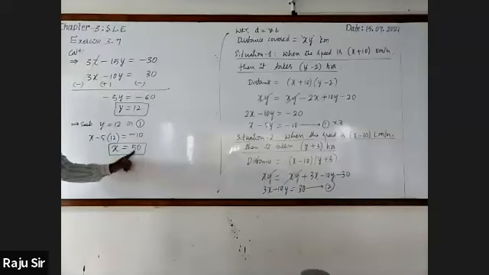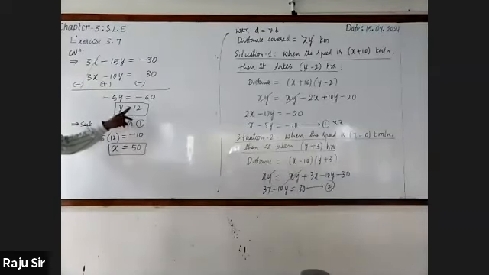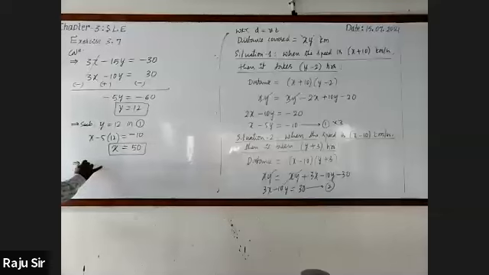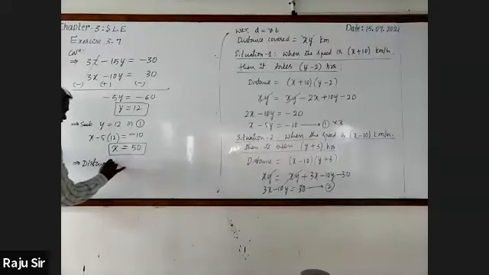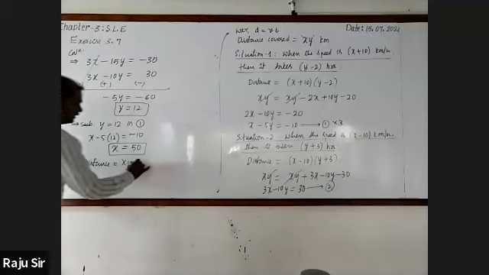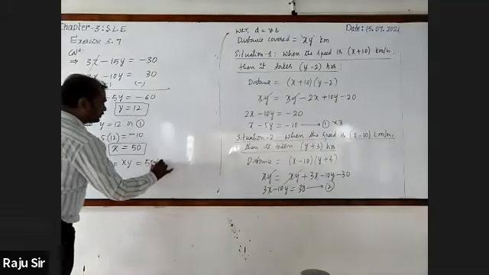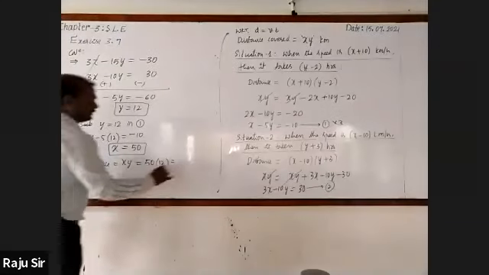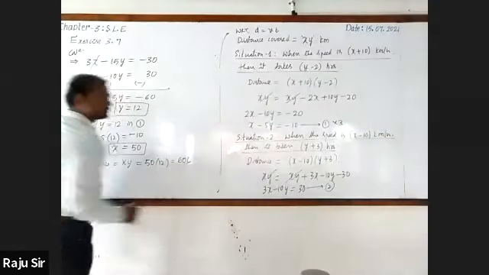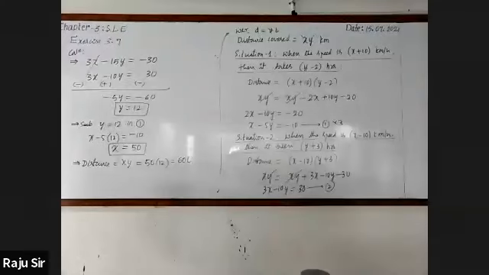So speed is 50 kilometer per hour and time is 12 hours. But we want distance. Distance is speed into time. Distance is equal to x into y. Here only I am writing, where x is 50 and y is 12. 12 fives are 600. 600 kilometers.